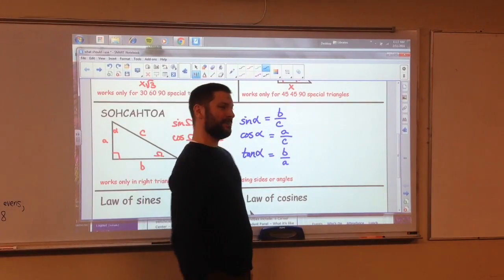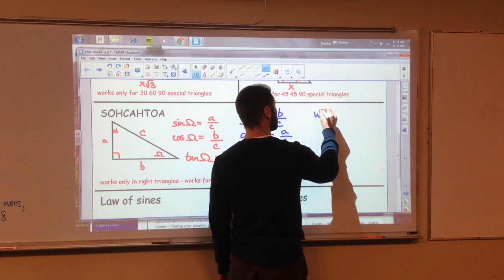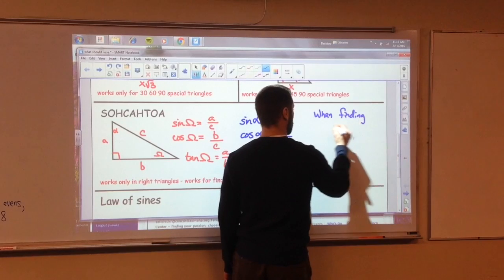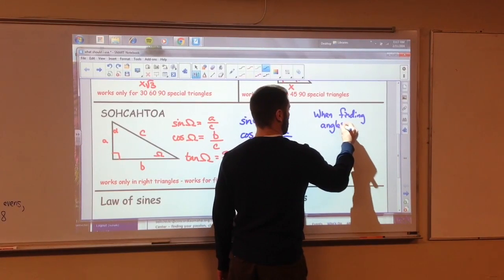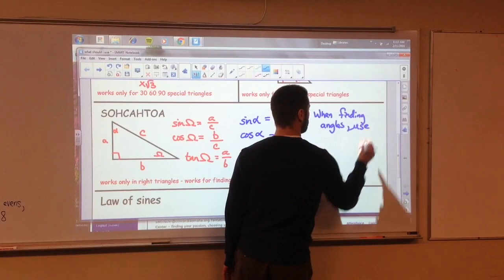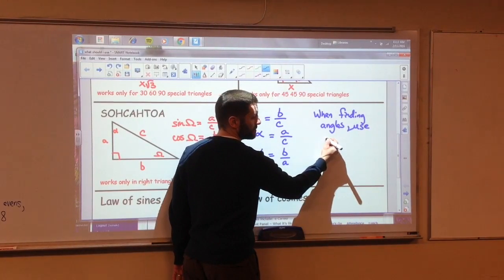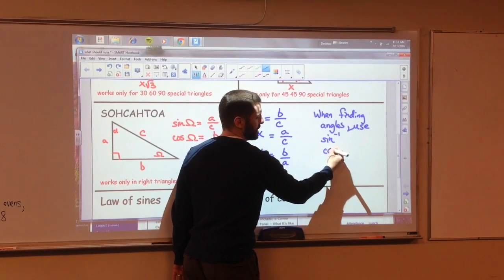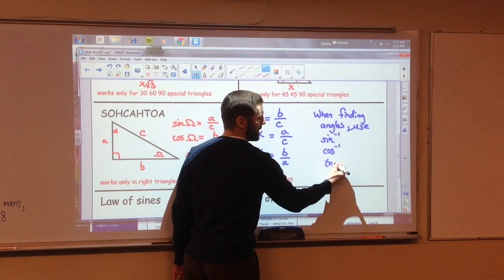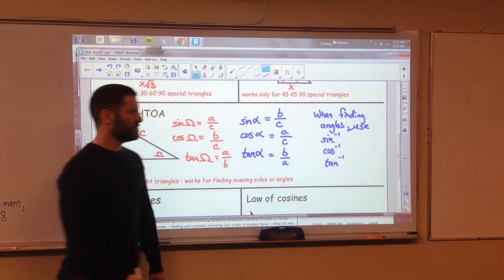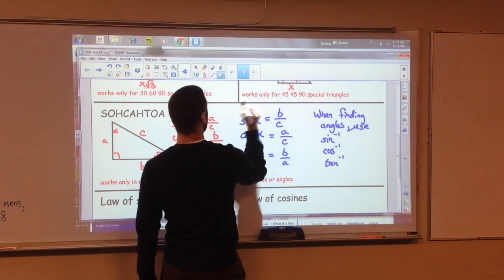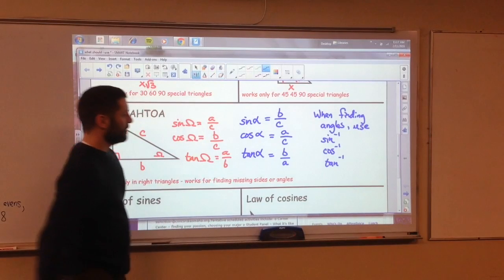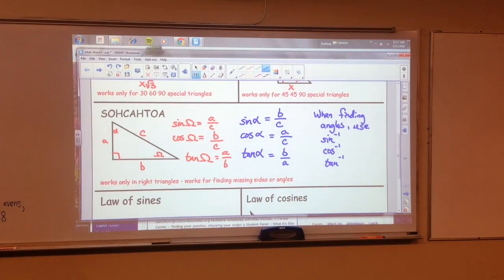The last thing I want to mention, when finding angles: use which special keys? Second function, sine to the -1, cosine to the -1, and tangent to the -1. Those buttons are what you're going to use when you want to get to the angle portion of SOHCAHTOA. Okie dokie, that's all the right triangle stuff.